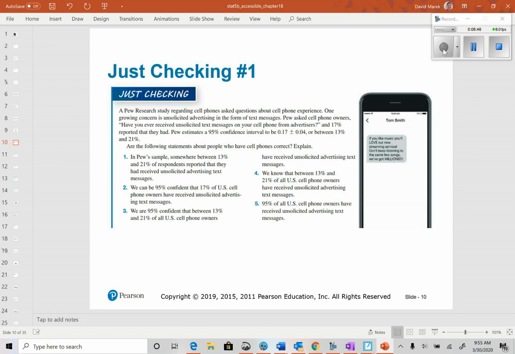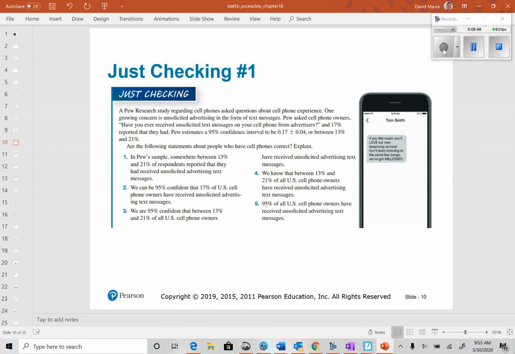Again, it's a confidence interval, not a confidence number. No, we're going to say 95% confident it's within this range of values in this interval. We're not going to match up a confidence interval with just a single value. Number three, we are 95% confident that between 13% and 21% of all U.S. cell phone owners, and so on. Yes, the way they've got it phrased there, that's exactly what you're looking for.